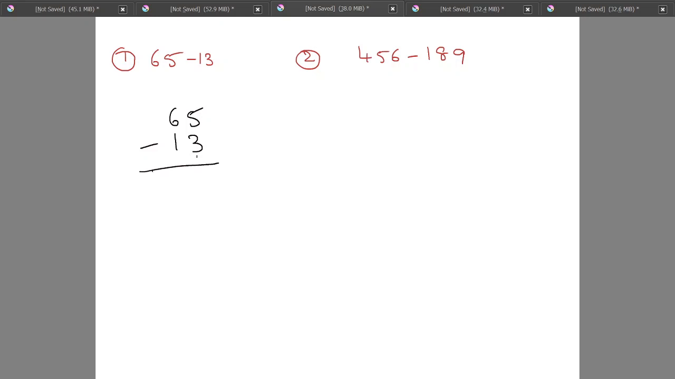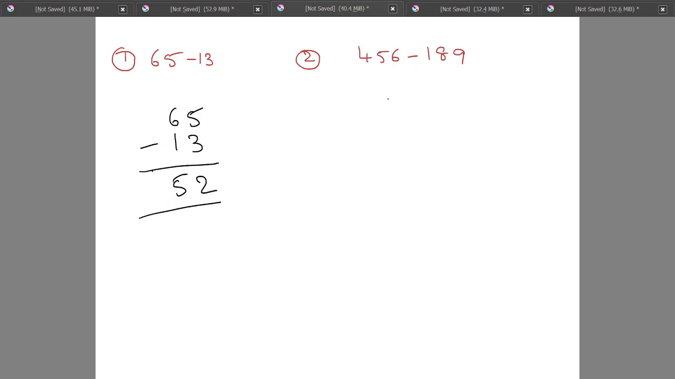So 5 minus 3 is... okay. So what we are doing here, we're subtracting. So we take 3 out of 5, which is 2, and 6 minus 1 is 5. So the answer is 52.